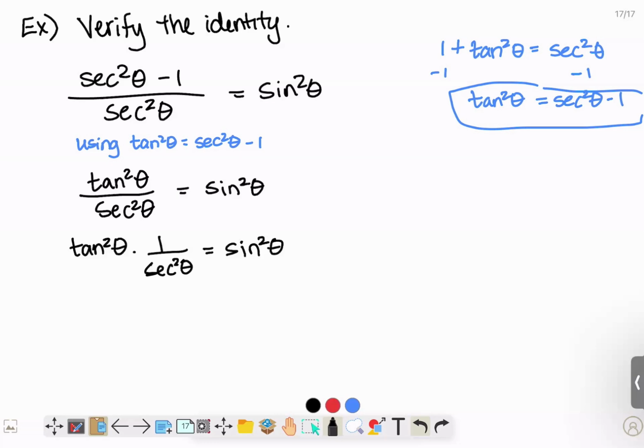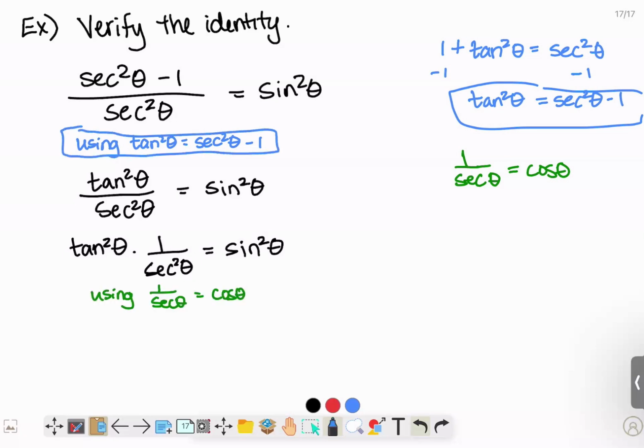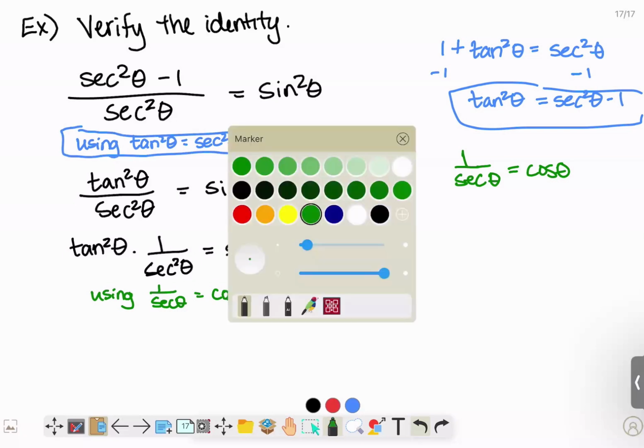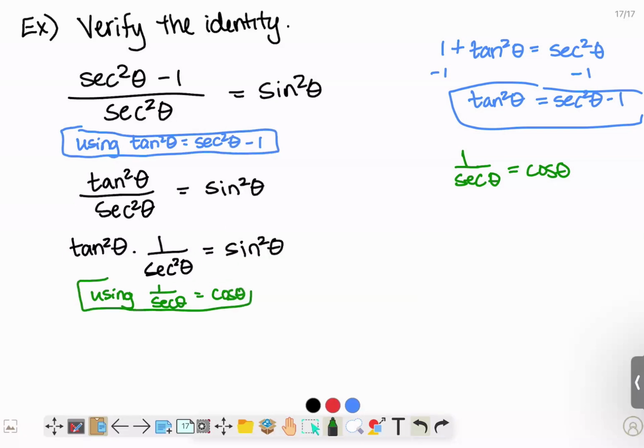Okay, so I split these up because I know 1 over secant squared is cosine squared. So I'm using this just as a reciprocal identity. I hope that this is easy. This is just a little explanation of what I'm doing, it's not part of my solution. All right, so this is going to give me tangent squared, and then this 1 over secant squared is going to become cosine squared.